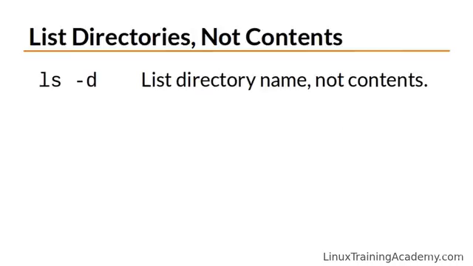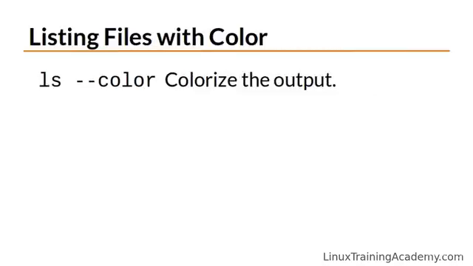Like the tree command, ls has a -d option that only lists directory names and not their contents. By default, when you run ls space directory name, ls will provide the contents of that directory. You can also tell ls to colorize output by using ls space --color. This is just another option to distinguish file types. You can do ls space -F or ls space --color, or even combine the two.